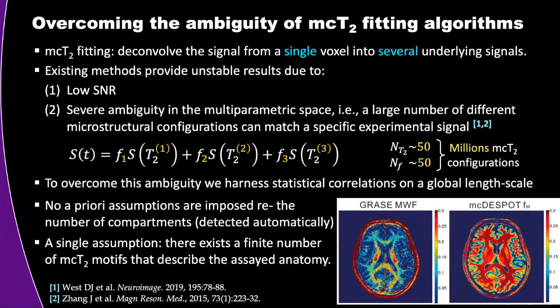I'm emphasizing again the gist, or the main part, of the approach: the choice to use global statistical correlations. The reason that we use global statistical correlations is the ill-posedness of deconvolving a signal from a single voxel to several underlying signals, because of low SNR and inherent ambiguity in this multiparametric space. Imagine that you have three components where we don't know the T2 value of each component and we don't know the fraction of each component. And we have millions of configurations, and there are several reports.